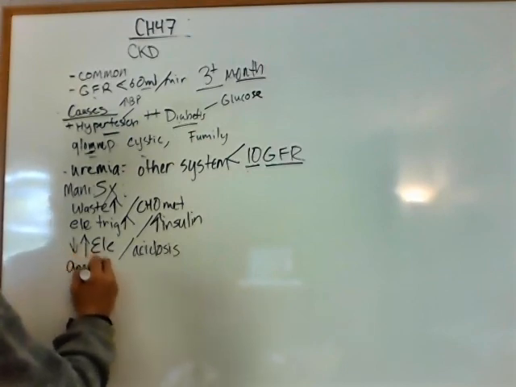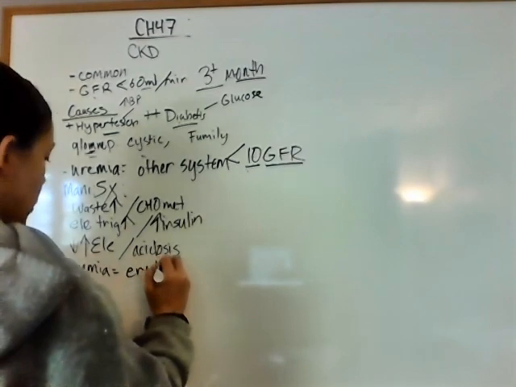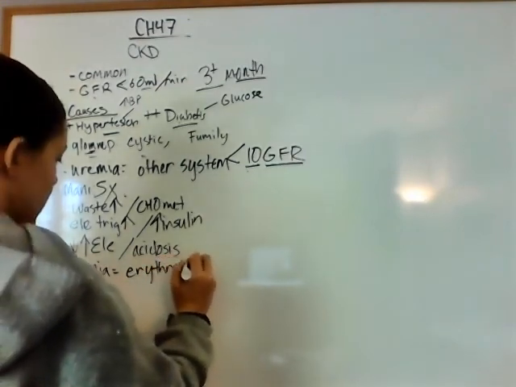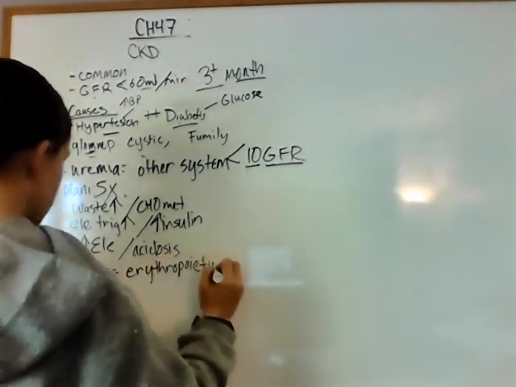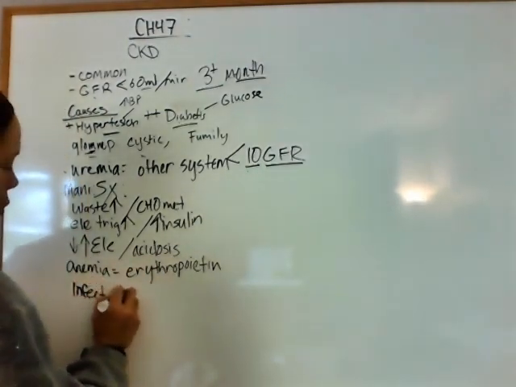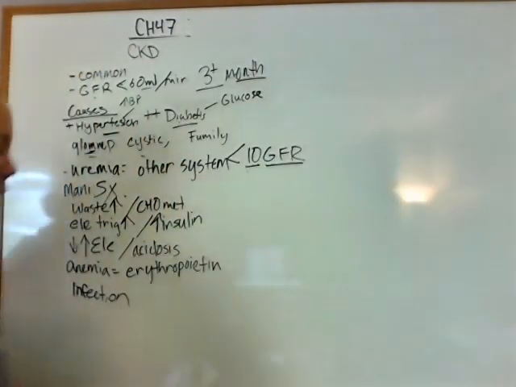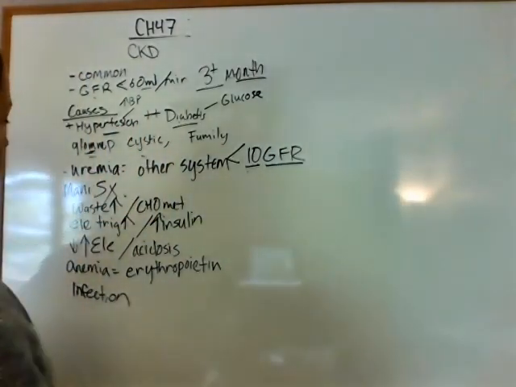Anemia, and that has to do with erythropoietin, and then infection. Okay, so let's hit on this a little bit. These are some of the manifestations that you'll see with your chronic kidney disease, and again, they're very similar to that of acute kidney disease, as it should be.